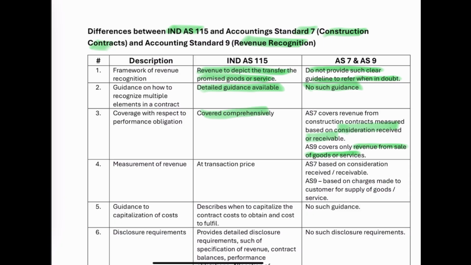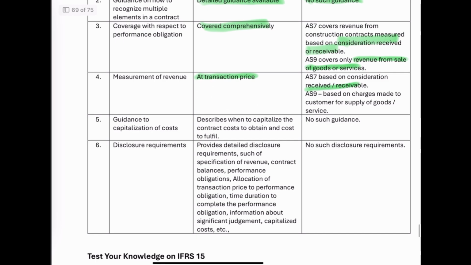Okay, then from the measurement of revenue perspective, Ind AS 115 suggests the transaction price, accounting standard 7 is based on the consideration receivable, and accounting standard 9 is based on the charges made to the customer for supply of goods and services. Then guidance on capitalization of cost. Here it describes when to capitalize the contract cost to obtain and the contract cost to fulfill the contract. The detailed guideline is available, as we just saw, in Ind AS 115. But in the other accounting standards, no such detailed guideline is available.